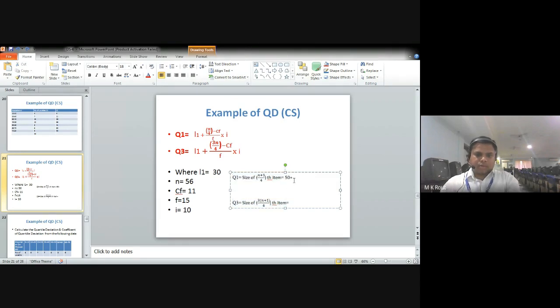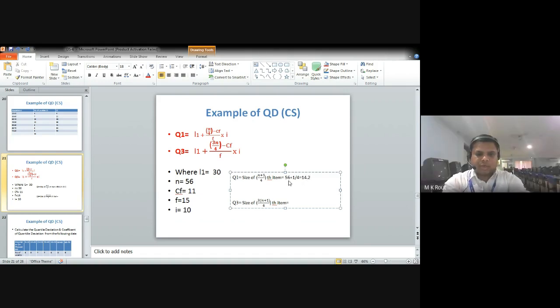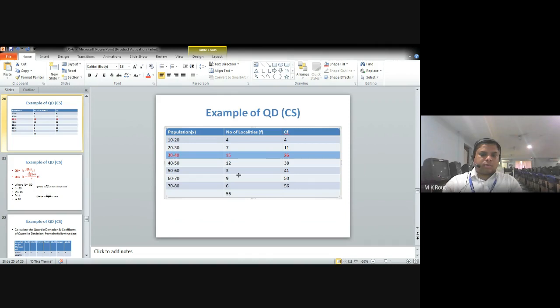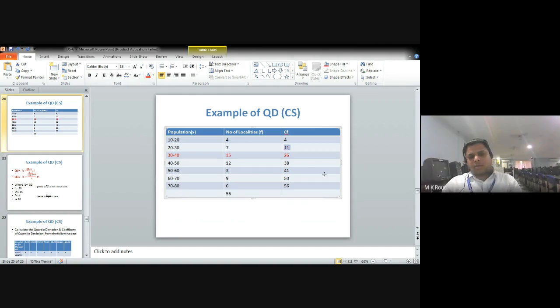So first you have to calculate the Q1 value. First we take 56 plus 1, the whole divided by 4. First calculate this one. It is 14.25. 14.25 lies in between which interval? 30 to 40. So what is the value of L1 here in case of Q1? 30. And the F value is 15 and the CF value is 11, which is the value corresponding to the preceding frequencies.